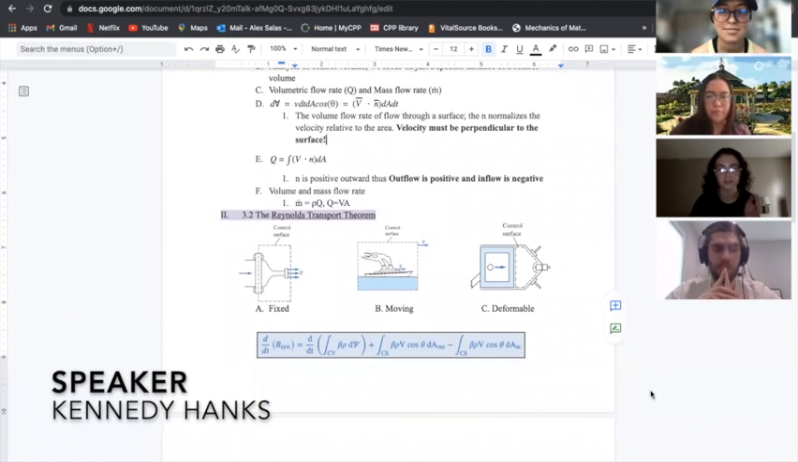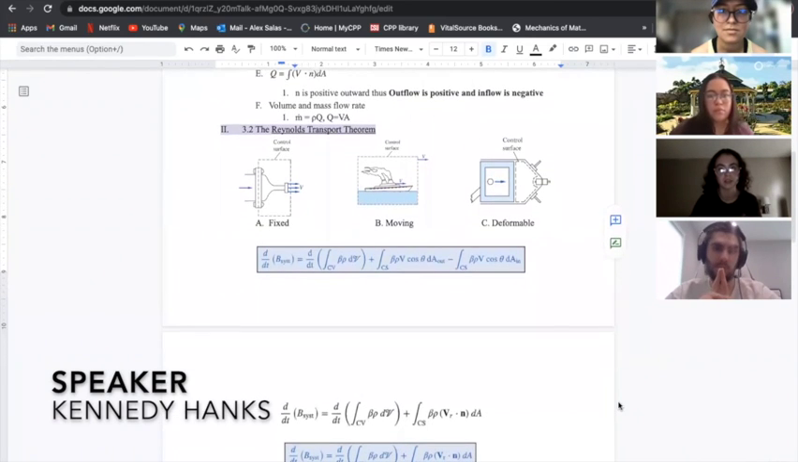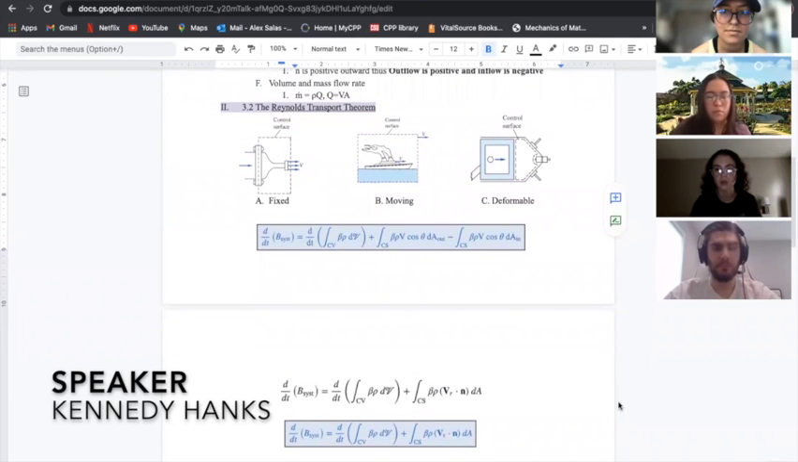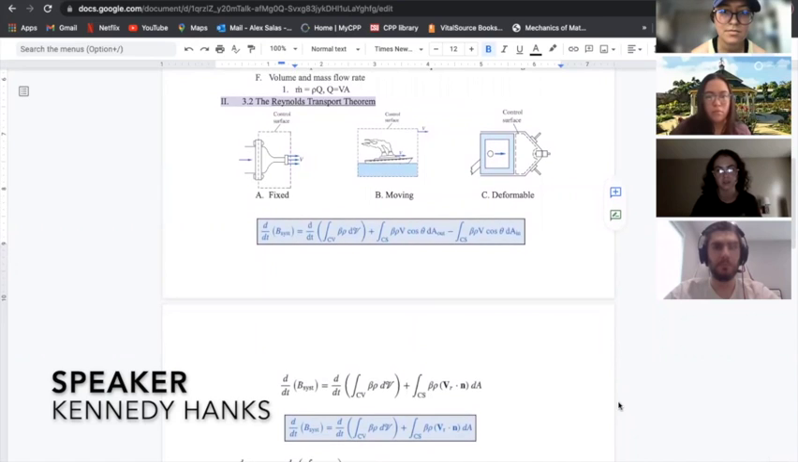Moving on to 3.2, which is the Reynolds transport theorem. This is used to convert a system analysis to a control volume analysis. This conversion formula changes based on whether the control volume is fixed, moving, or deformable. On the left, we have a picture of a fixed, in the middle is moving, and on the right side is deformable. Equation 1 represents a fixed control volume, which is in the first blue square.